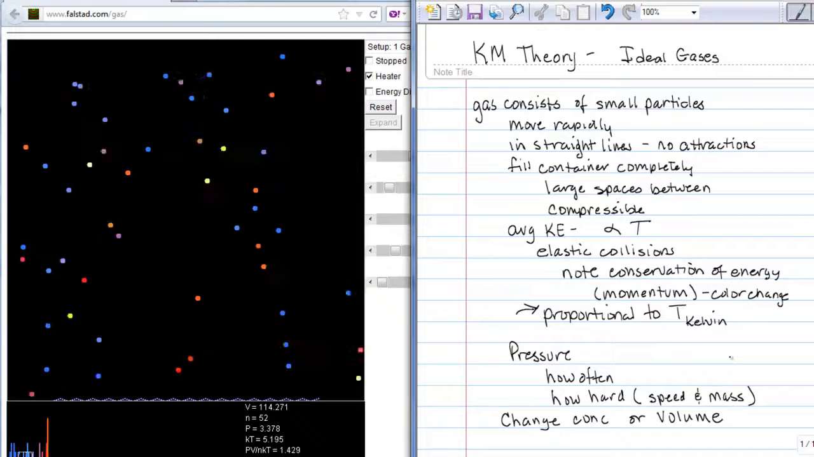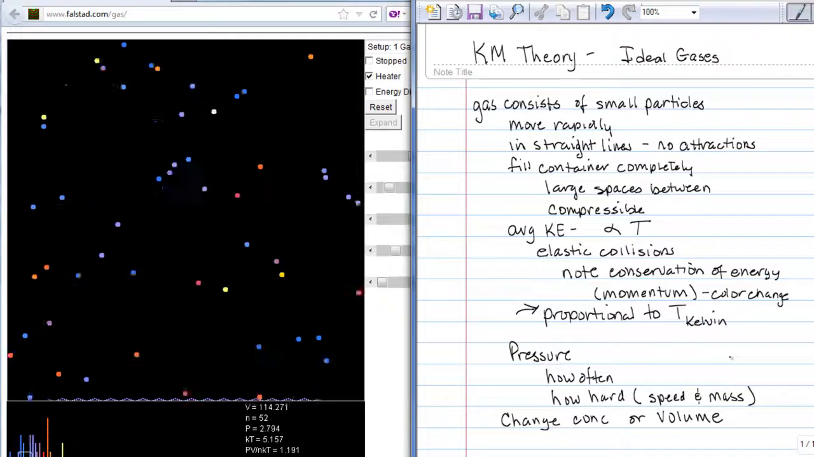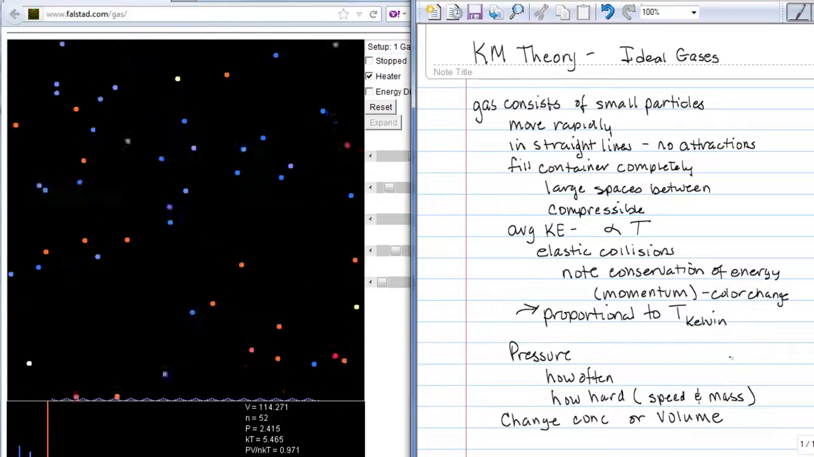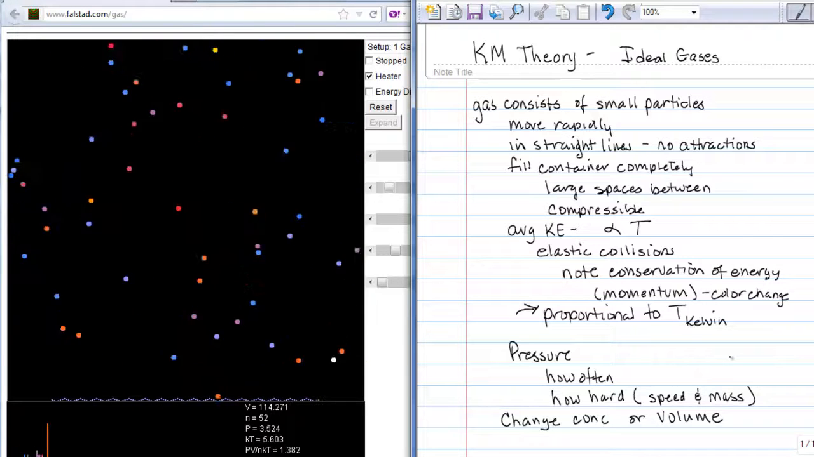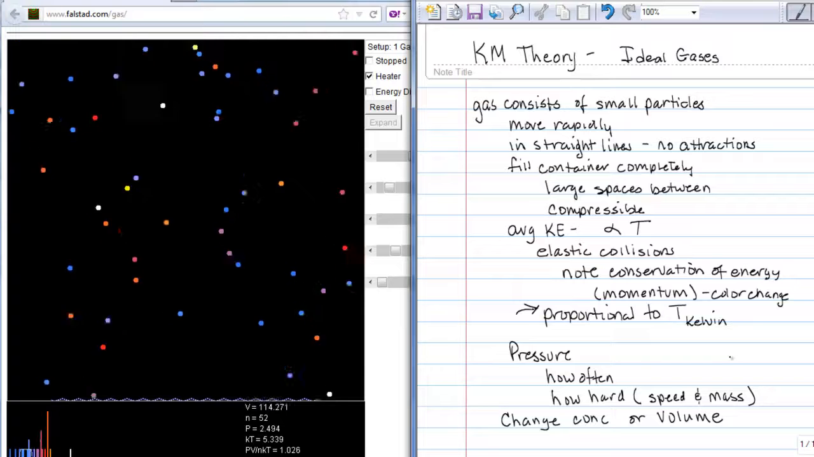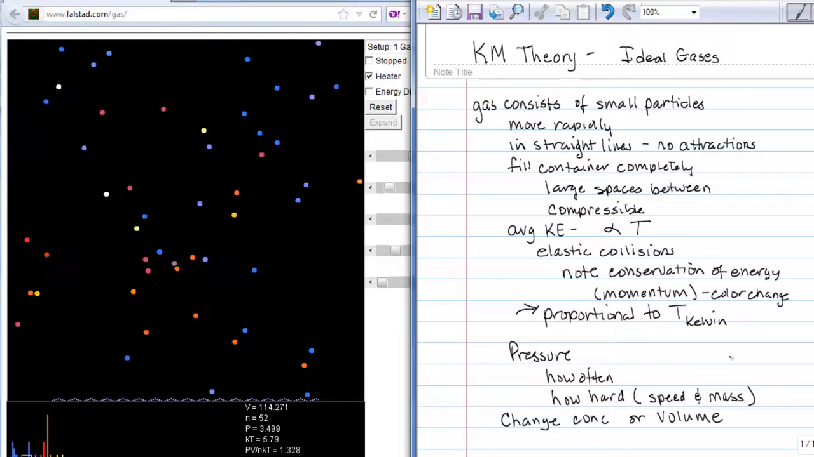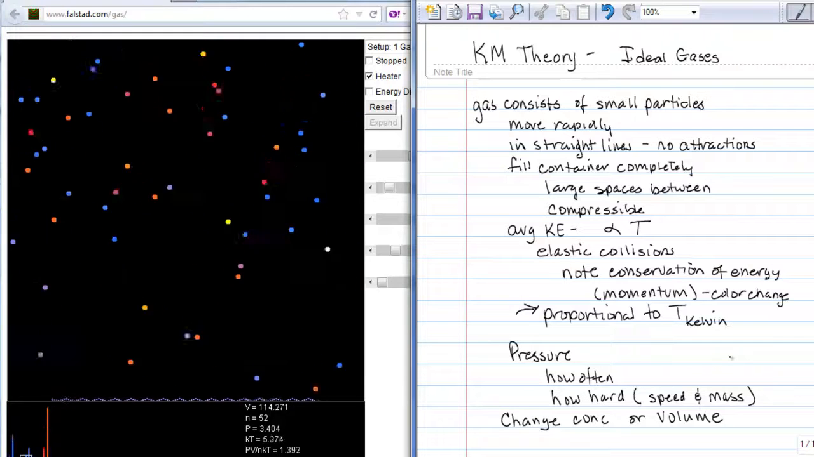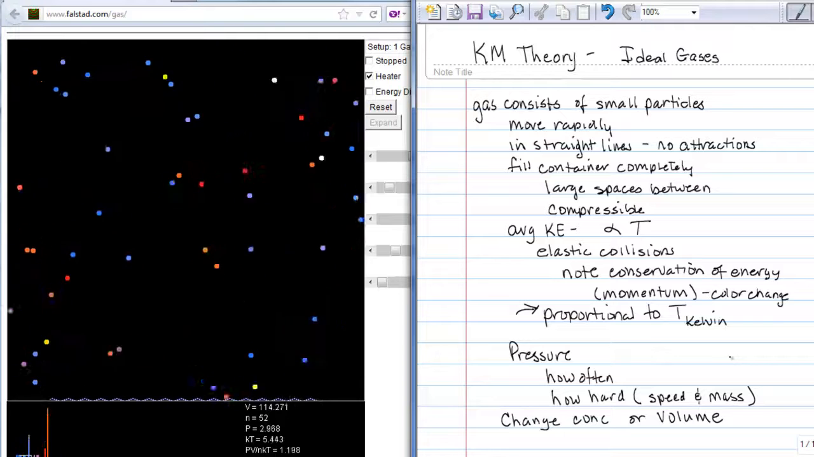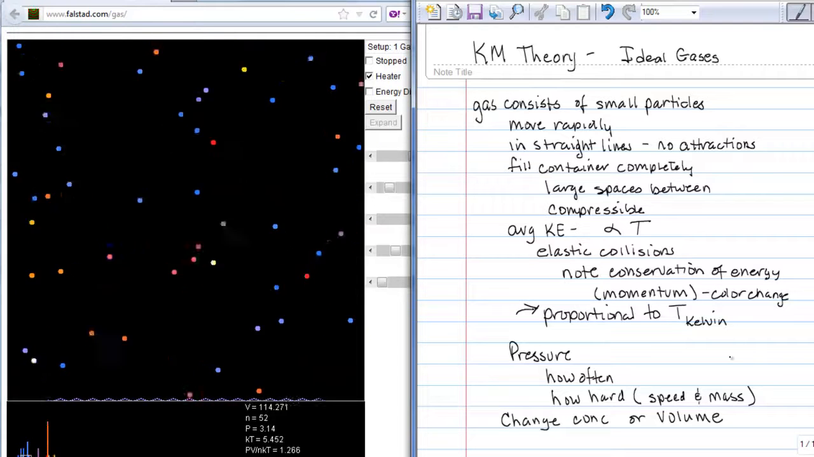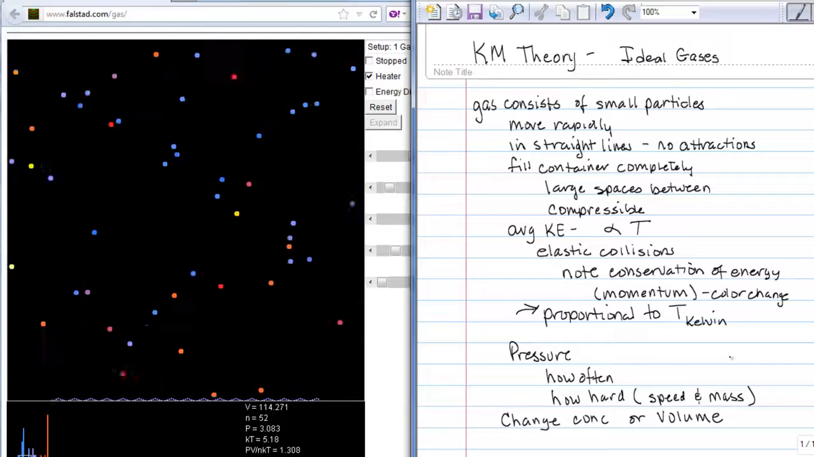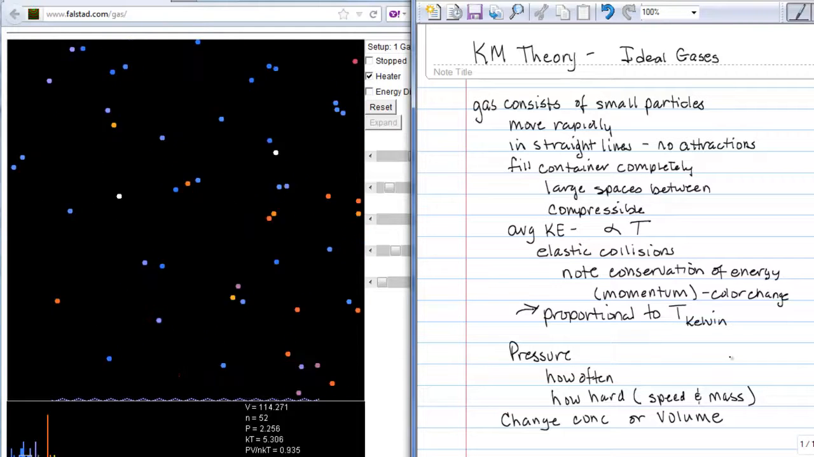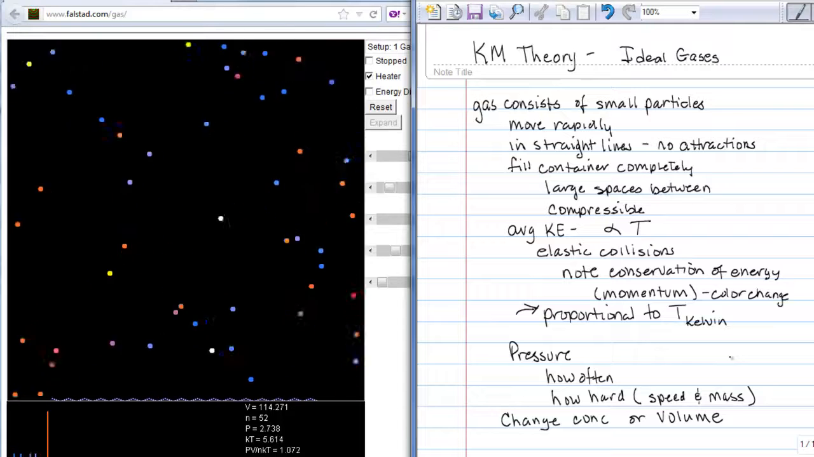Pressure has to do with how often and how hard they hit the sides of the container. Obviously, if they didn't hit the sides of the container, for example, if this were a balloon, they couldn't keep the balloon's volume. But the balloon's volume is maintained because all these particles are constantly hitting the sides of that container. How often and how hard has to do with how fast they go and how much they weigh.